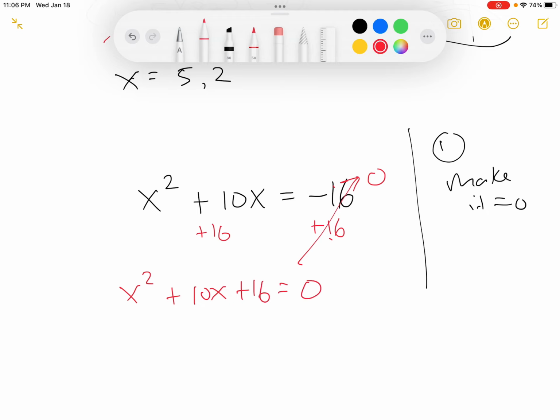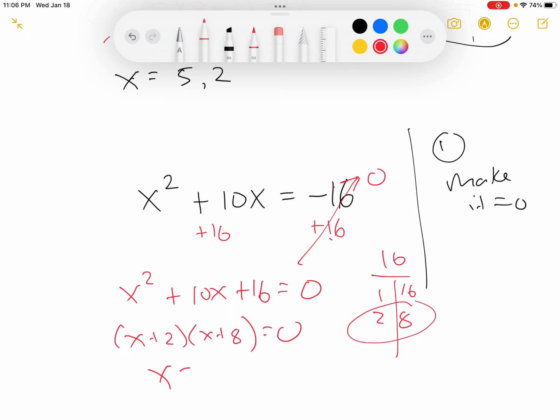Now you're going to factor that. 16 is what? 1 and 16, 2 and 8. Aha! There's my combo. Not too hard. x plus 2, x plus 8 equals 0. x equals -2, -8. And you're done.